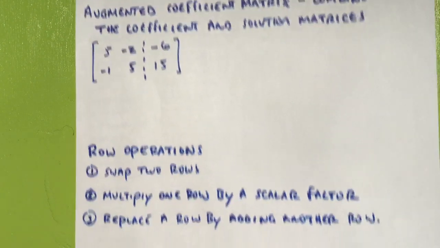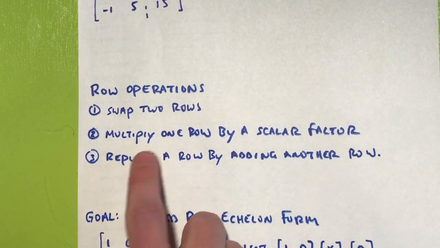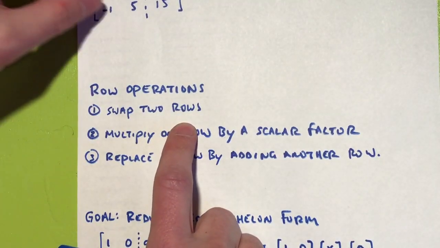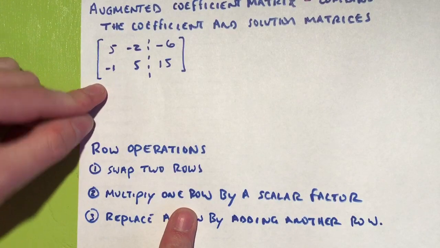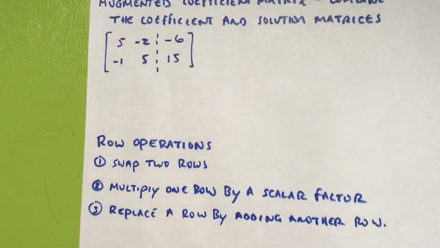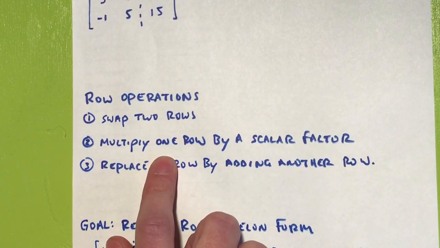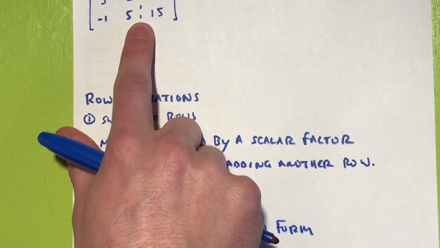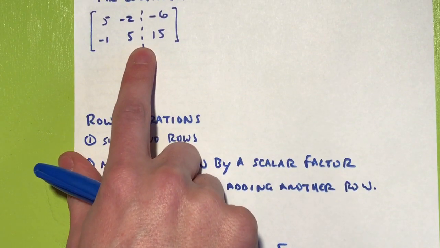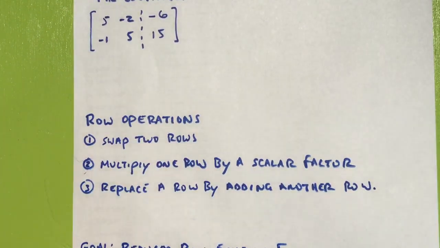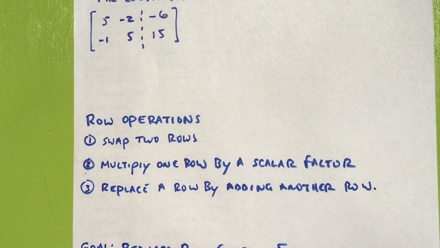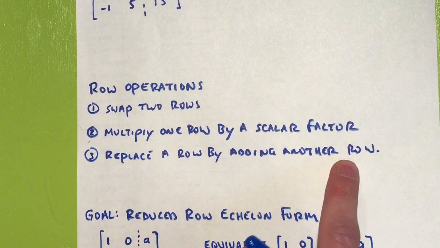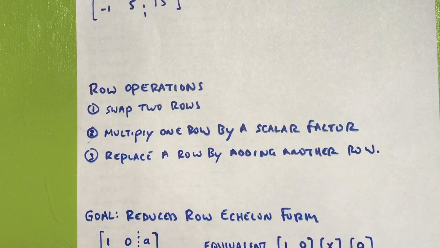I'll get to that in a moment. Now the row operations that we are allowed to use: we can swap two rows, just exchange them, take the top one, switch it for the second, take that, put it back to the first. We can multiply one row by a scalar factor. I can multiply the entire row by 2. That does not change the value. That's equivalent to multiplying an equation by some value, trying to get those common opposite coefficients. And the third operation is that we can replace a row by adding another row. We can combine two rows to make a new row.